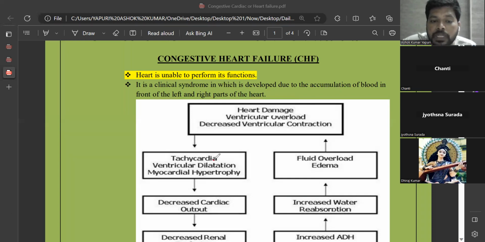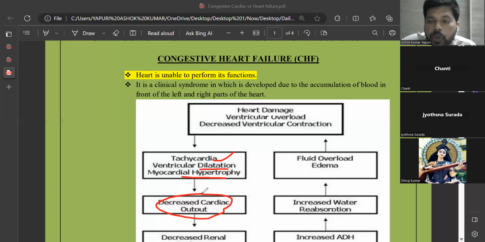Because of this there is tachycardia, increased heart rate of more than 100 beats, and dilation of ventricles. When ventricles are dilated, the permeability of fluid increases, overload of fluid also increases, and also myocardial hypertrophy, an increase in the size of cells. This leads to decreased cardiac output.